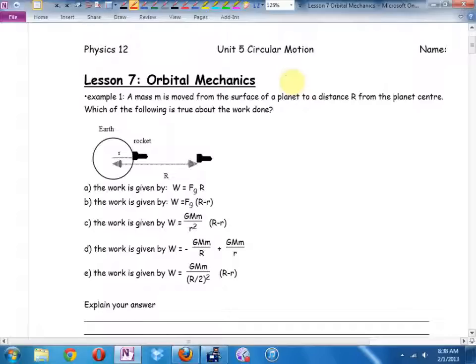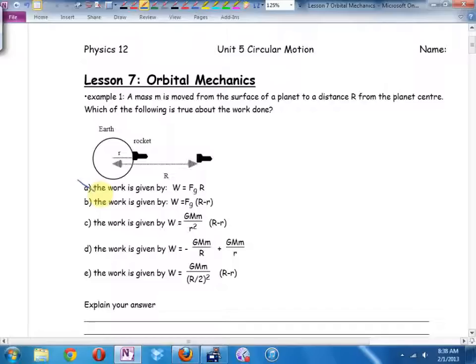A, the work is given by force times distance. B, the work is given by force times big R minus little r, where I guess little r is the radius of the Earth if I look at my picture. C, the work is given by big G, big M, little m over r squared times r minus r. D, the work is given by, which of these is right? Well, I can tell you some of these are wrong. I can't use force times distance.